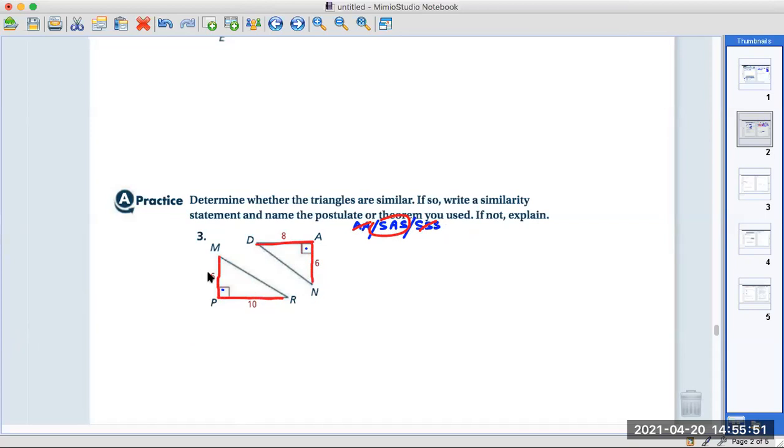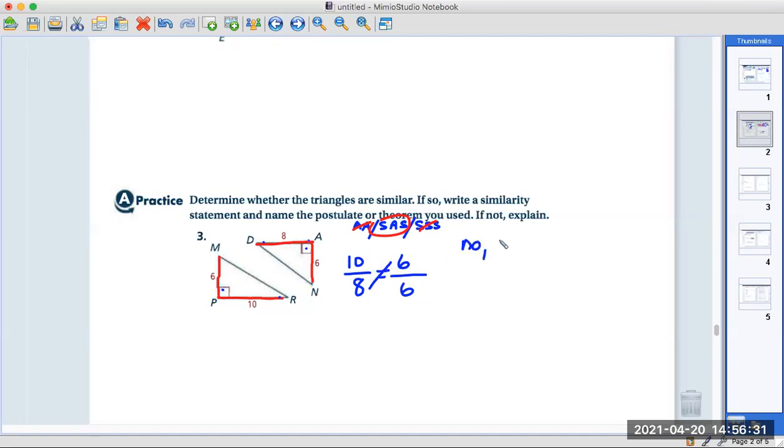Now I have to set up the proportion to see if it actually works out. So let's start with this bigger triangle. I would say that 10 corresponds to 8. Then I have to go back to this one and say 6 would correspond to 6. Well, that doesn't work because 6 over 6 is never the same as 10 over 8. Try it out. 6 over 6 is 1. 10 over 8 is 1.25. So nope, this doesn't work.